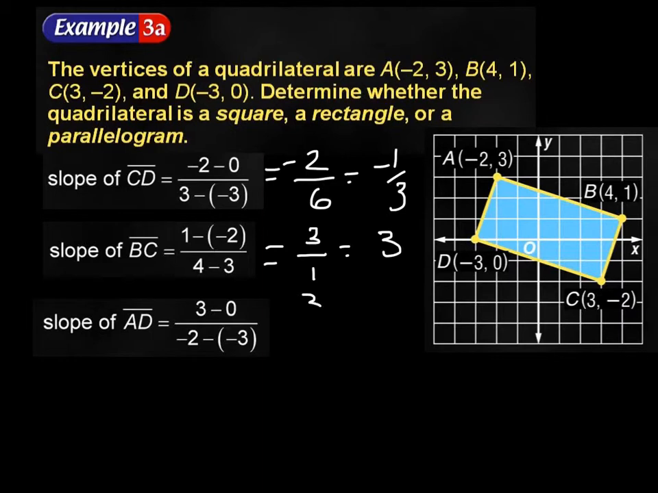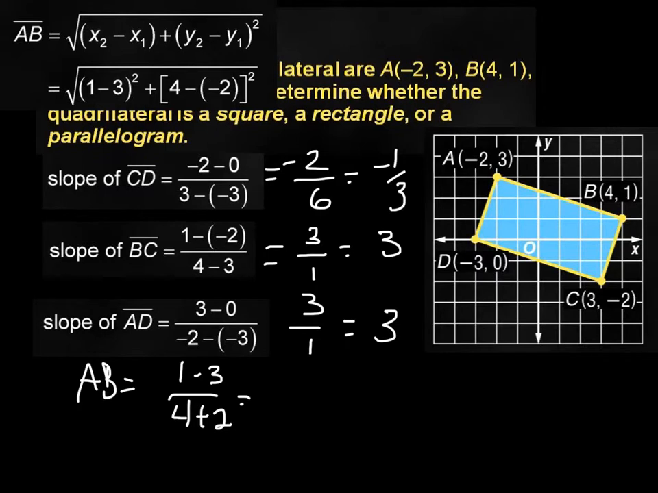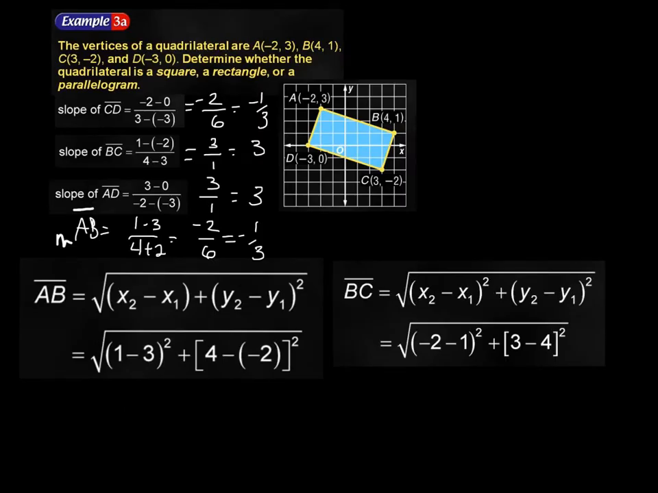Do one more. 3 minus 0 is 3. Negative 2 minus negative 3 is 1. Okay, so then AD is parallel. And 1 minus 3 be negative 2 over 6 would also be negative 1/3. So we have opposite sides parallel, consecutive sides perpendicular. Now, if only we can get the opposite sides to be congruent, we could get a rectangle.